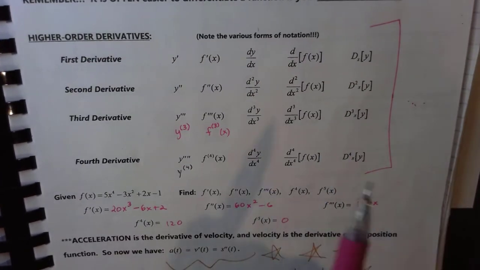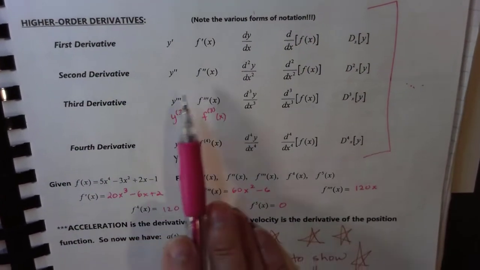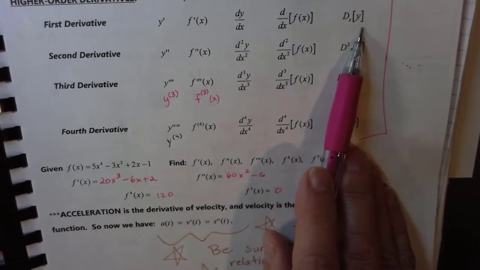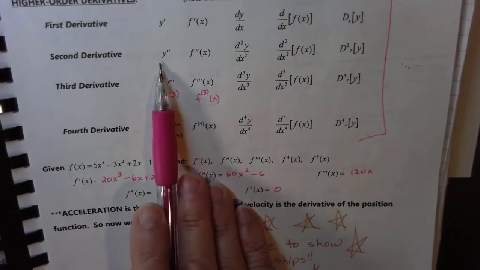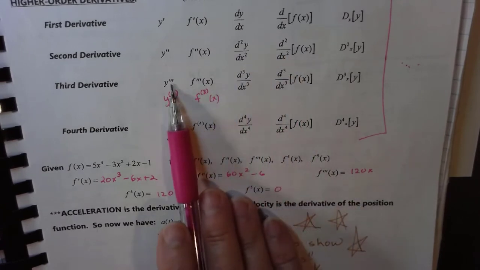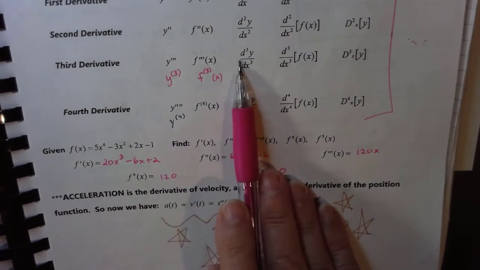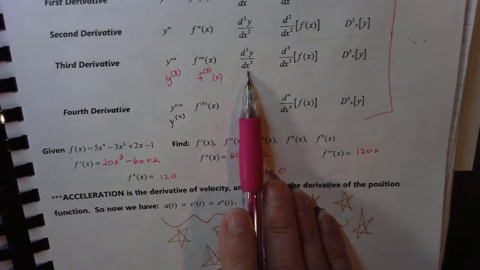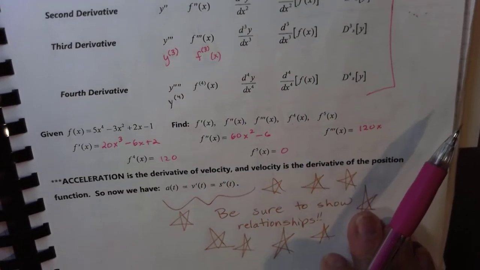Also, you need to know your higher order derivatives. This is the first derivative, how we write it. Second derivative, y double prime, d squared y over dx squared. Okay. Third derivative, d cubed y over dx cubed. Very important to know that notation.